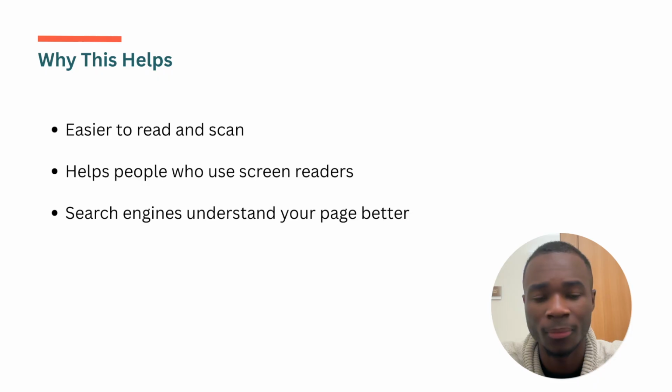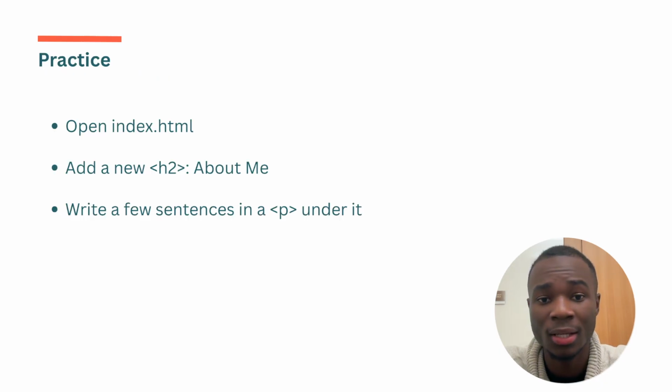Let's practice together. You will open the index.html file you made in lesson 1. And below your existing content, you're going to add an H2, and this heading will say About Me. Under it, write a few sentences about yourself using the p tag. This will help you to see how headings and paragraphs work together to structure your content.